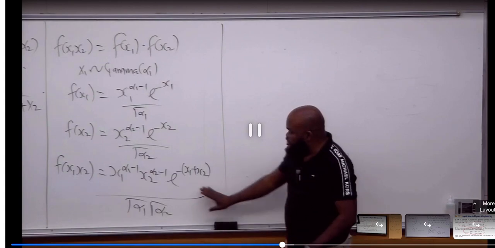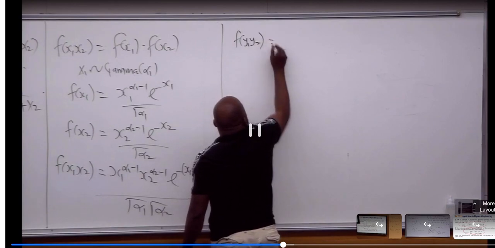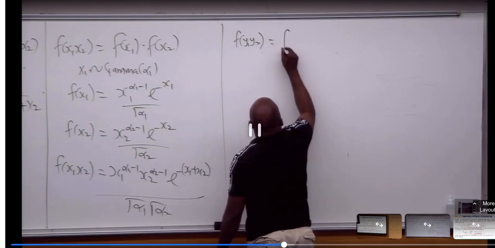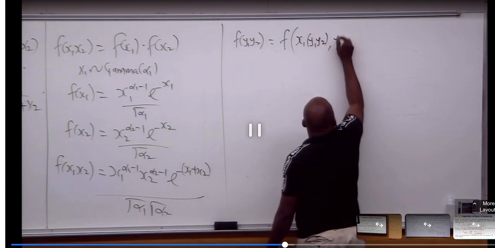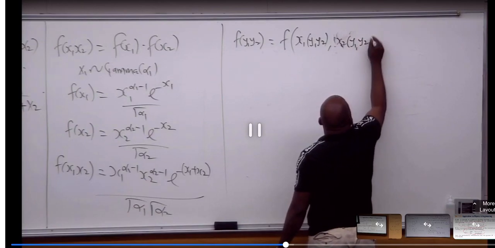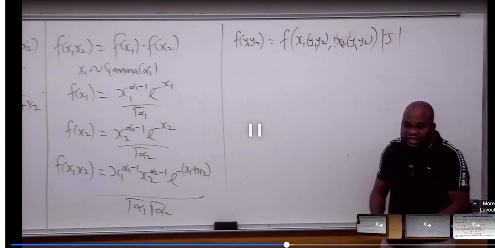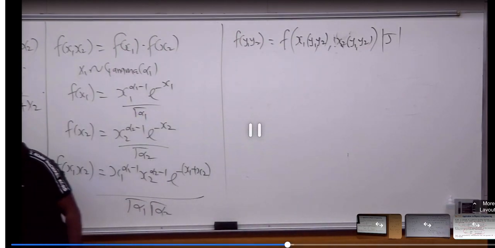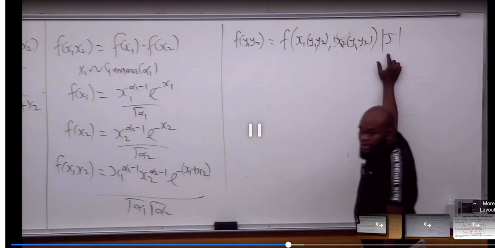After getting this joint, you know what I'm looking for? I first want to get f of y1, y2, which is the joint of the new variables I'm going into. To get that, I first need x1 in terms of y1, y2, and x2 in terms of y1, y2, multiplied by the determinant of the Jacobian. Wherever I see x1, I should put this. Wherever I see x2, I should put this. I'm multiplying by the Jacobian matrix.